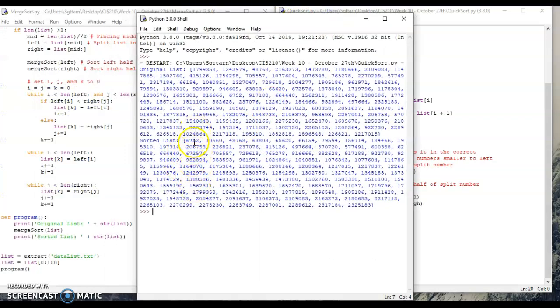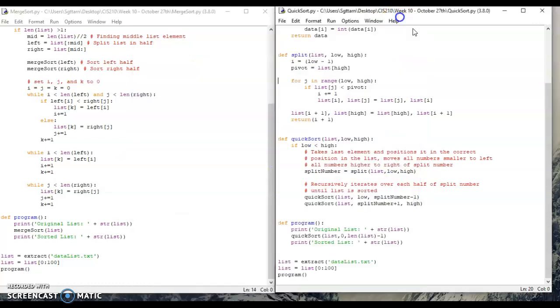you'll see 6,752 up to 2.3 million again. So sorted lists work. I think it's good to have it actually display the original list and then the sorted list.